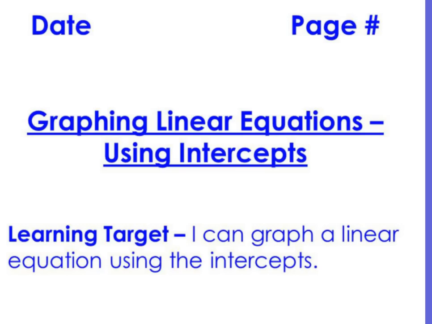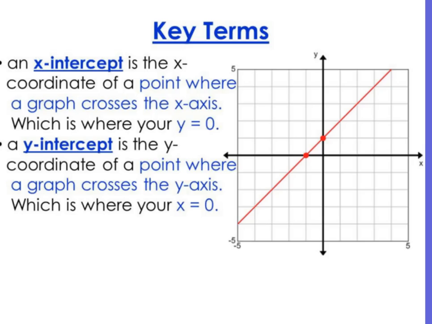Really, whenever you draw a straight line, you only need 2 points because you can just draw a straight line between those 2 points. Well, the 2 points that you're going to learn to use tonight are your x and your y intercepts. So make sure that you add the date, page number, and that you add all this in your table of contents. And we're going to look at the key terms.